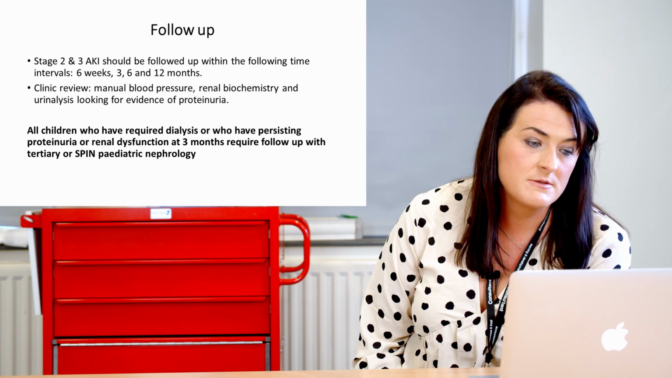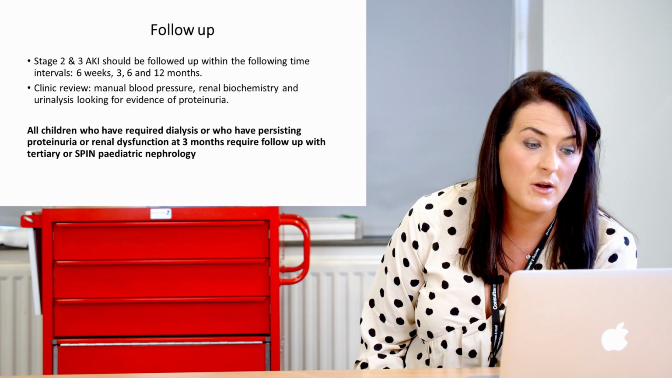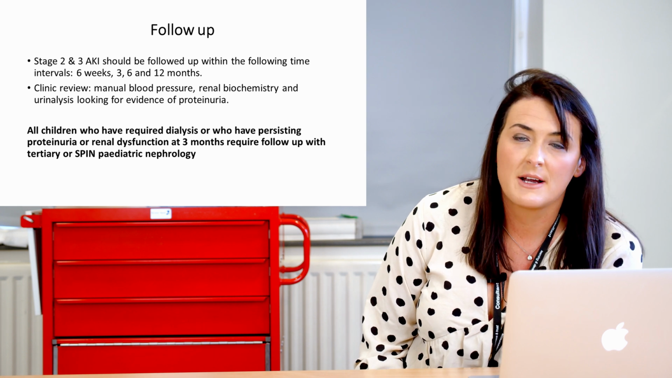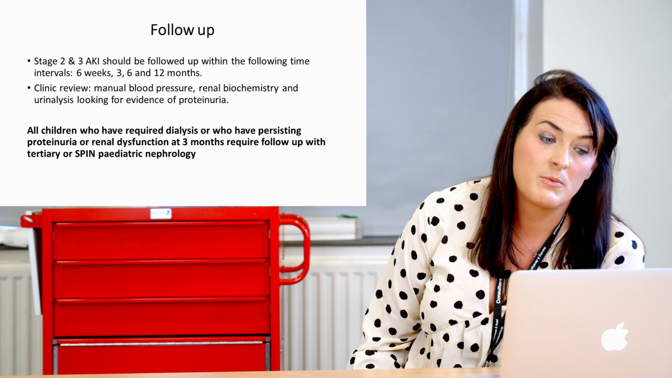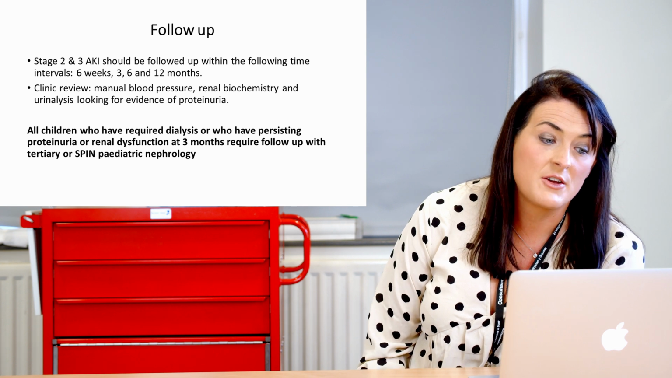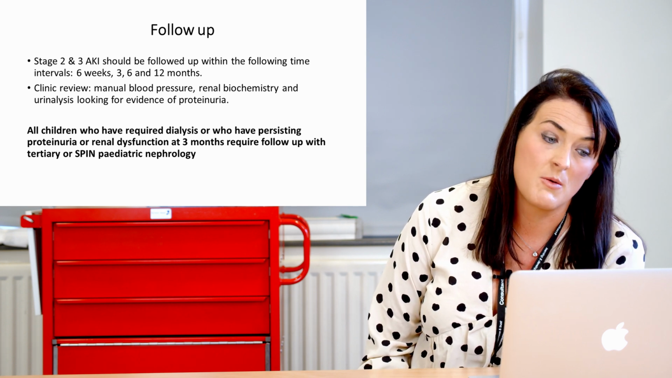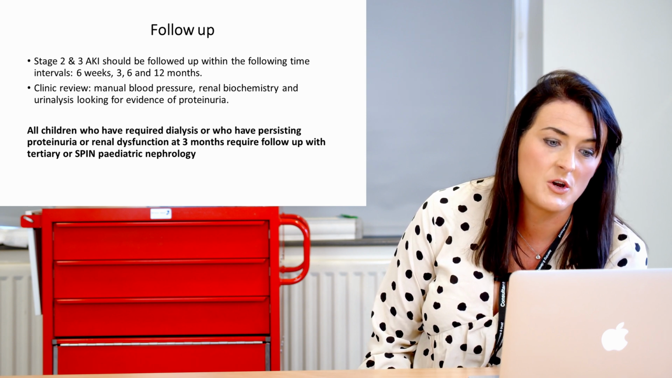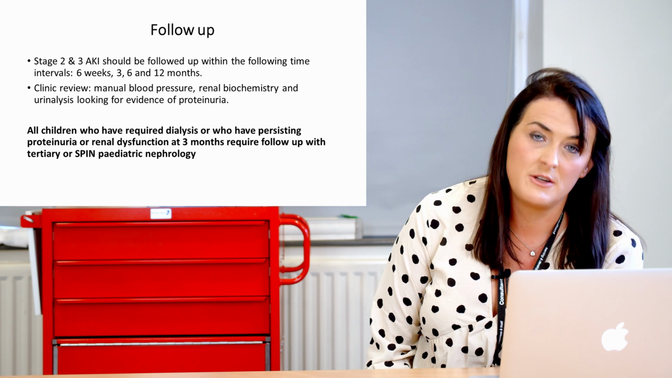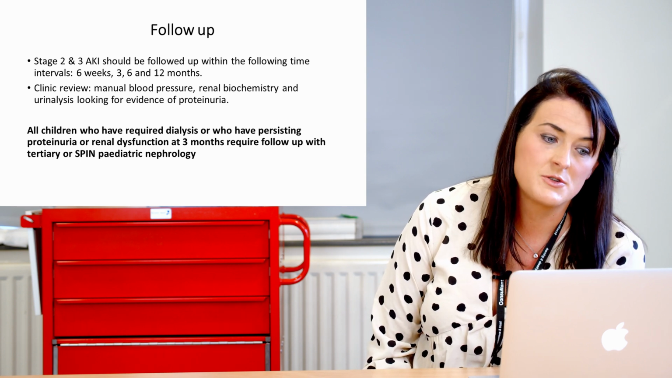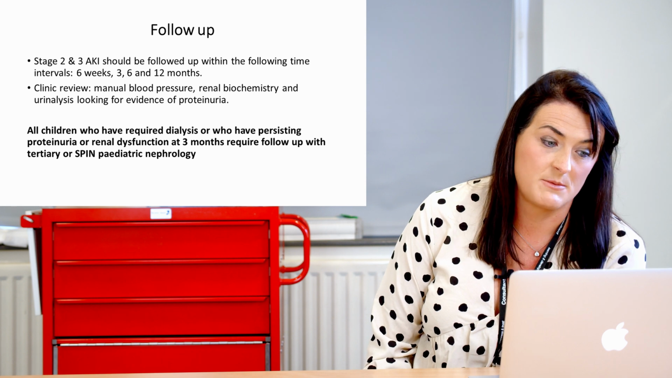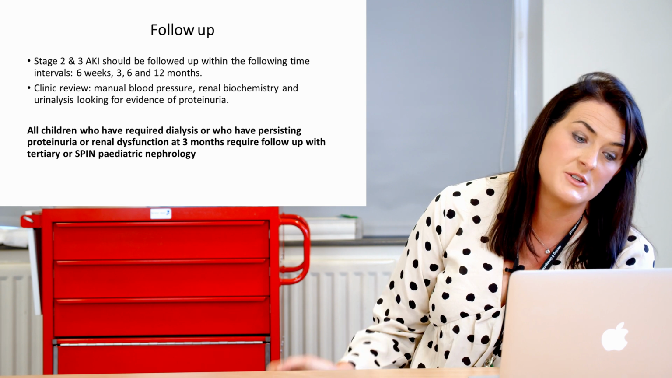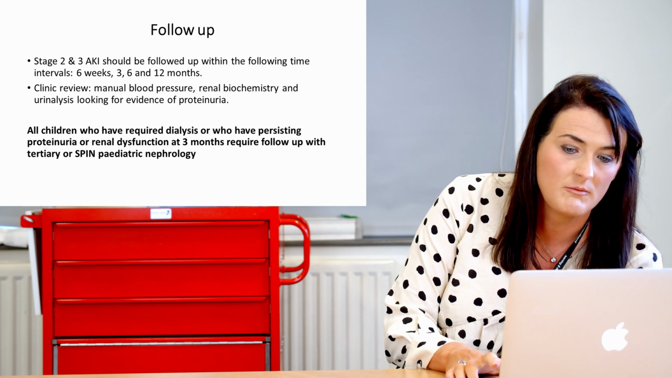From a follow-up perspective, stage 2 and 3 AKI should be followed up at 6 weeks, 3, 6 and 12 months. At that clinic review, I would expect a manual blood pressure, their bloods to be checked, their urine to be dipped and their urine sent off for a protein-creatinine ratio. So basics, nothing complex, but it will identify those children who are running into trouble. All children who have required dialysis, including those who have had CVVH, or who have persisting proteinuria or renal dysfunction at 3 months of follow-up, should be referred to a tertiary nephrologist or SPIN paediatric nephrology.